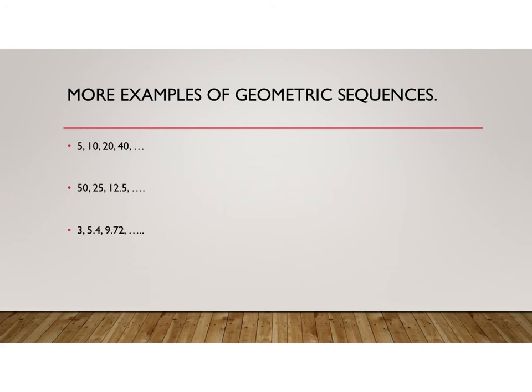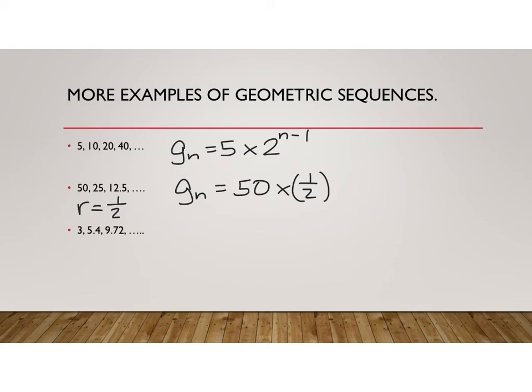Here's some more examples of geometric sequences, just practicing those formulas. This would be first term, which is 5, times 2, because 2 is the ratio, to the n minus 1 power. This next one looks like we're cutting everything in half. We're dividing by 2. But we're always going to think multiplication. So in this case, your ratio is a half. You're multiplying by a half. So the formula would be 50 times 1/2 to the n minus 1 power.